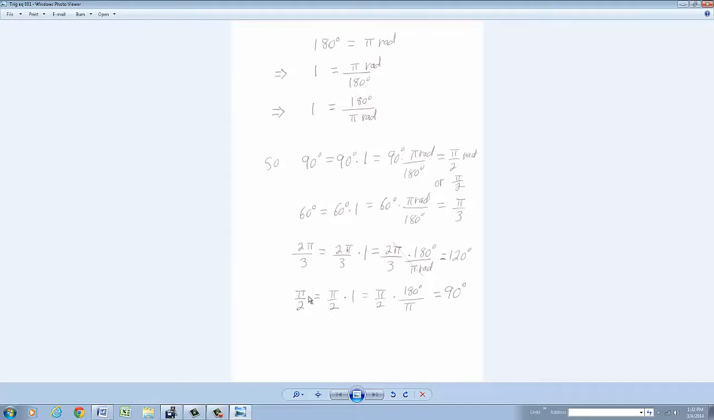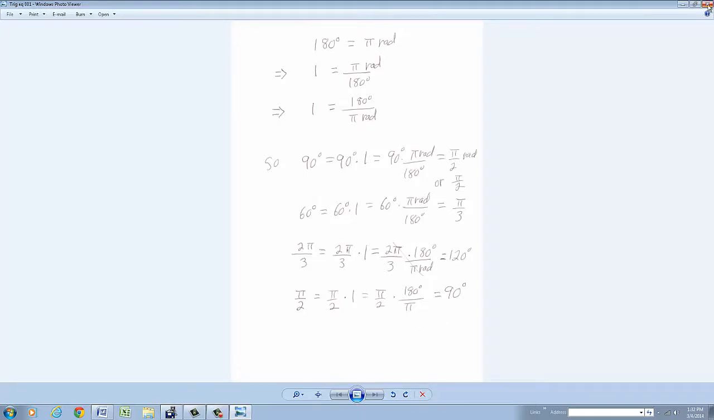Notice also, since pi is 180, I could have just replaced the pi here by 180, divided it by 2, and I still get the answer. But sometimes you're not going to have the pi in the number. Okay, so it's best to know these factors right here. Again, if you're working with angles and you write, say, 2, for example, with no units, that's implied to be 2 radians. If you want degrees, you have to put the degree.